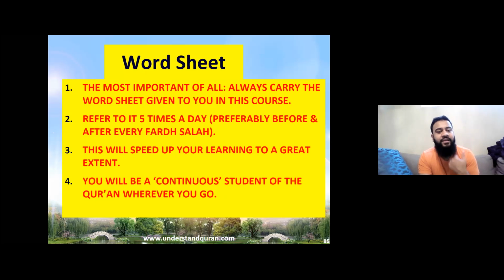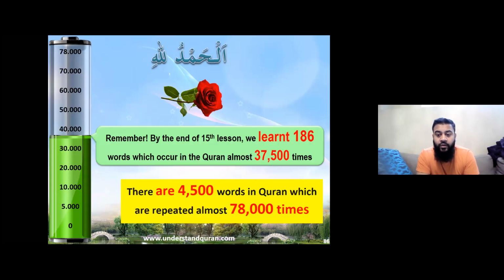And it'll stop that idea of having to think about learning as just being 1 hour a week or at this time to this time. It should always be a continual process. Those that are true scholars and that have learned a lot genuinely find themselves as being lifelong students and never stopping. Now, alhamdulillah, on that note, just as a reminder or a recap, we've learned 186 words, subhanallah, in the past 15 lessons that have occurred in the Quran almost 37,500 times, subhanallah. So we've covered so much, mashallah.